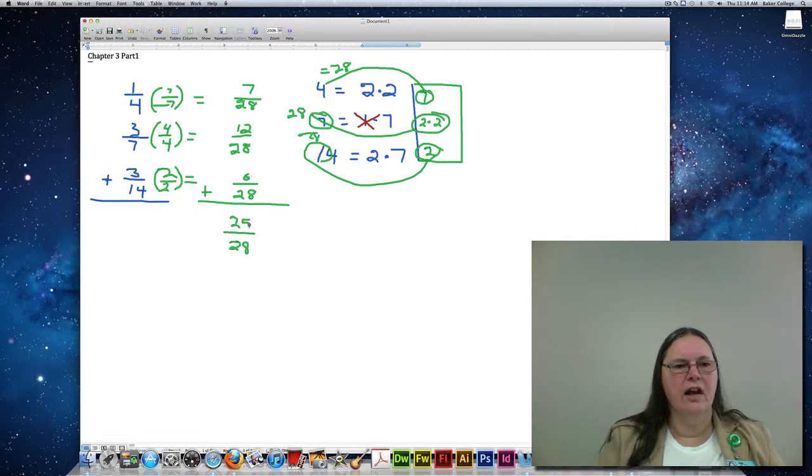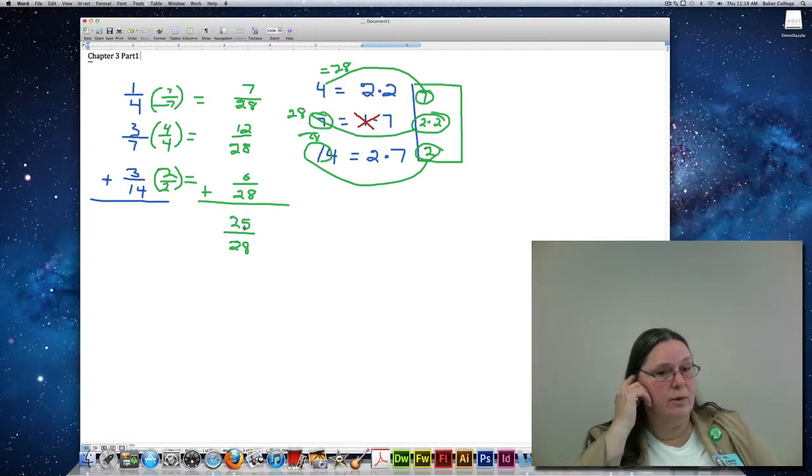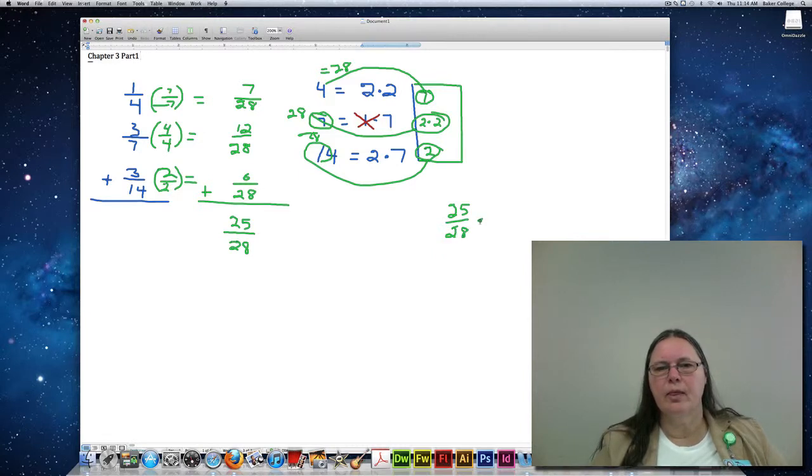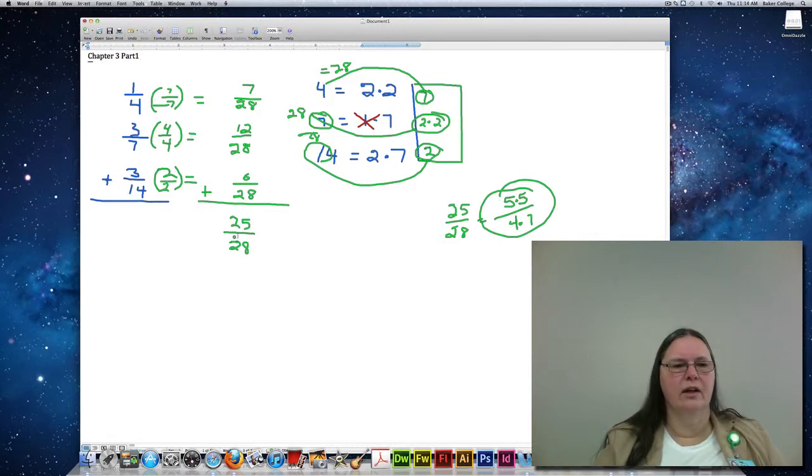Okay? Now, again, we can't reduce this number because 25 is composed of 5s. If we factored this, here's the 25. I'm going to move it over here so that I don't confuse you. 25 28ths. 5 times 5 is on the top. And on the bottom we have 4 times 7. Nothing in common, so we can't reduce it. Okay? So that is its finished form because of that reason. There's no reduction needed here.